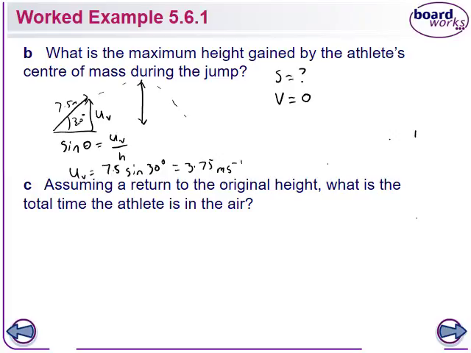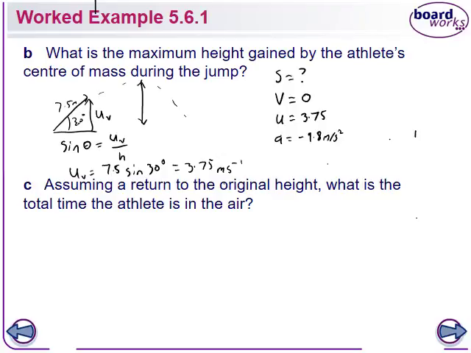What else do we know? U? We absolutely know U is 3.75. What else do we know? We need one more thing. We need A. Good. Our acceleration is negative 9.8.